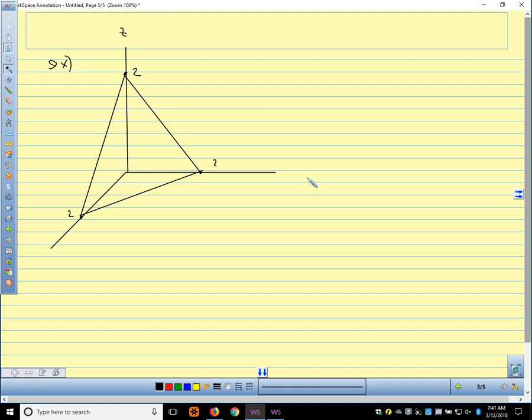So there is our surface, and our surface is going to be x plus y plus z equals 2. And remember, we want to integrate z equals f of xy. So I would rewrite this as z equals 2 minus x minus y.